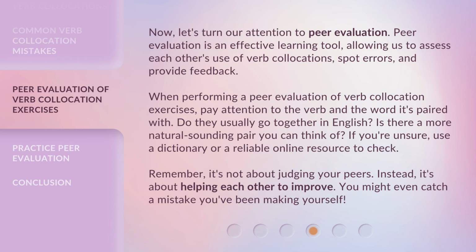Now, let's turn our attention to peer evaluation. Peer evaluation is an effective learning tool, allowing us to assess each other's use of verb collocations, spot errors, and provide feedback. When performing a peer evaluation of verb collocation exercises, pay attention to the verb and the word it's paired with. Do they usually go together in English? Is there a more natural-sounding pair you can think of?